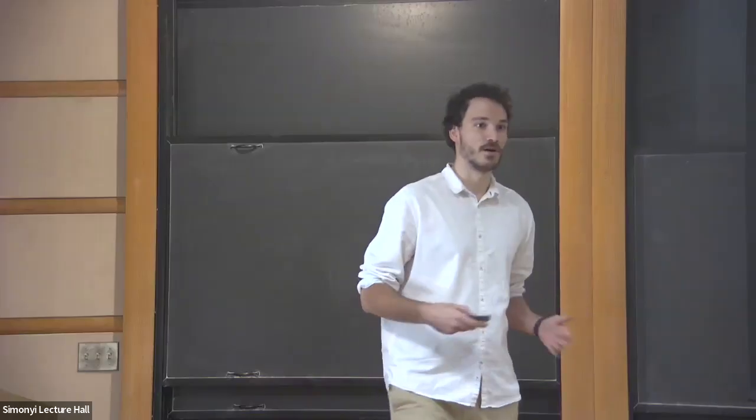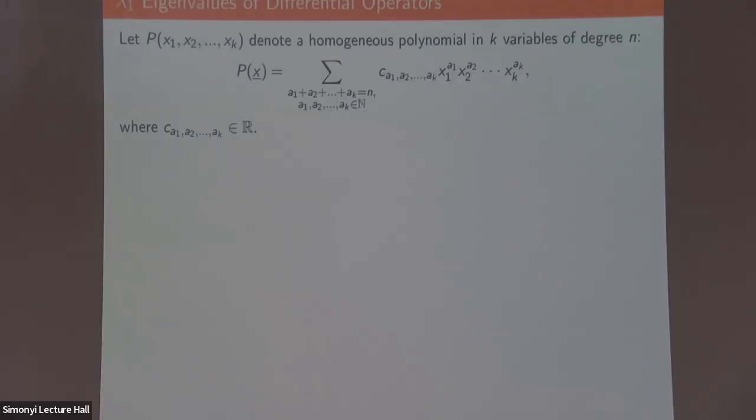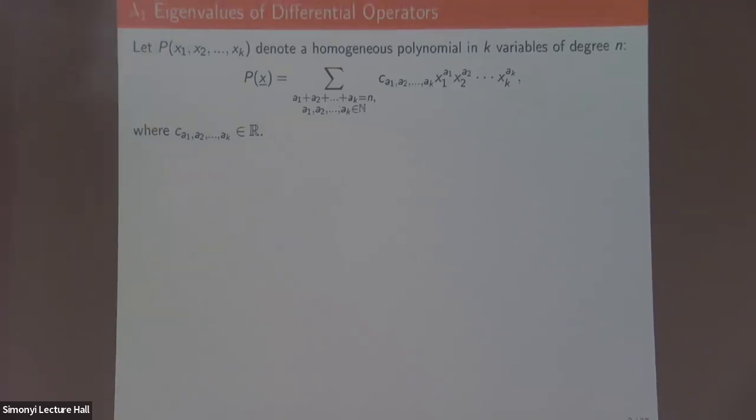To start, I want to define the basic object that we're going to be speaking about today, which is the base note spectra in the Euclidean setting. So assume we have a polynomial that is homogeneous in k variables of degree n. Homogeneous simply means that the sum of these exponents is equal to some fixed number n, and we take our polynomial to be real.